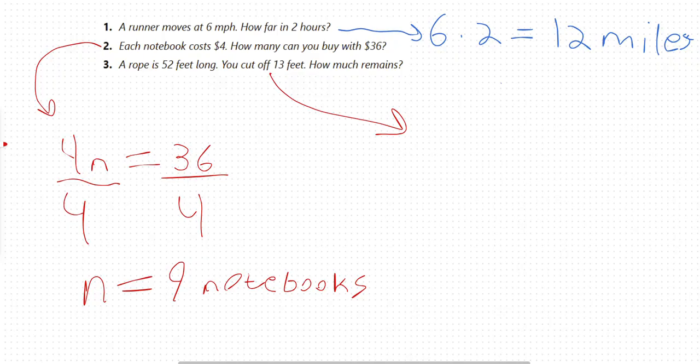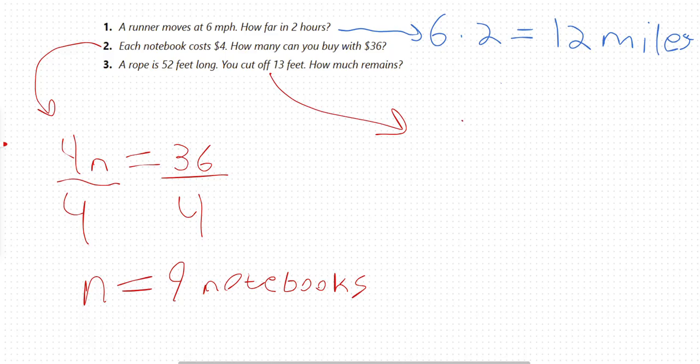Alright, let's do this last one. A rope is 52 feet long. You can cut off 13 feet. How much remains? Right, so this is just testing your ability to see words, turn them into numbers.